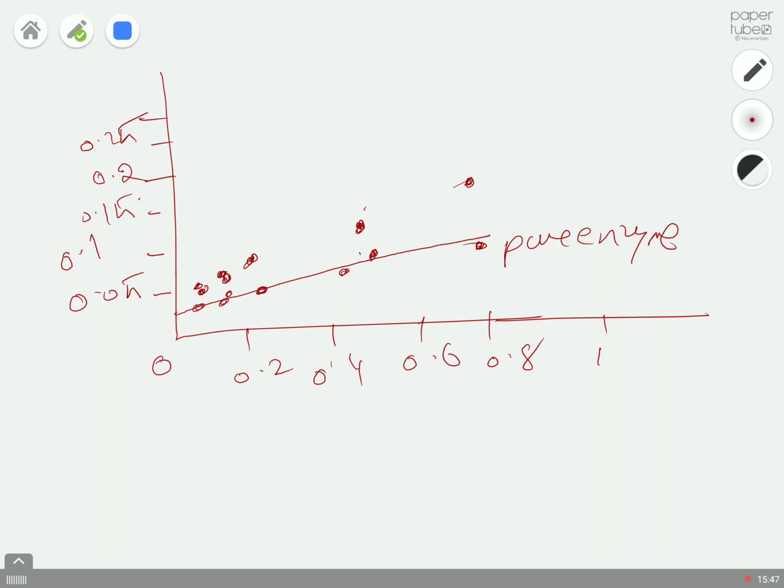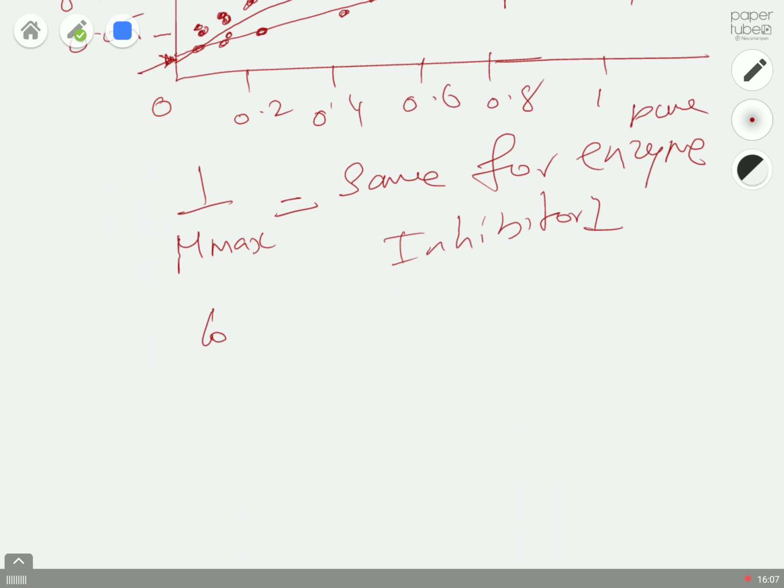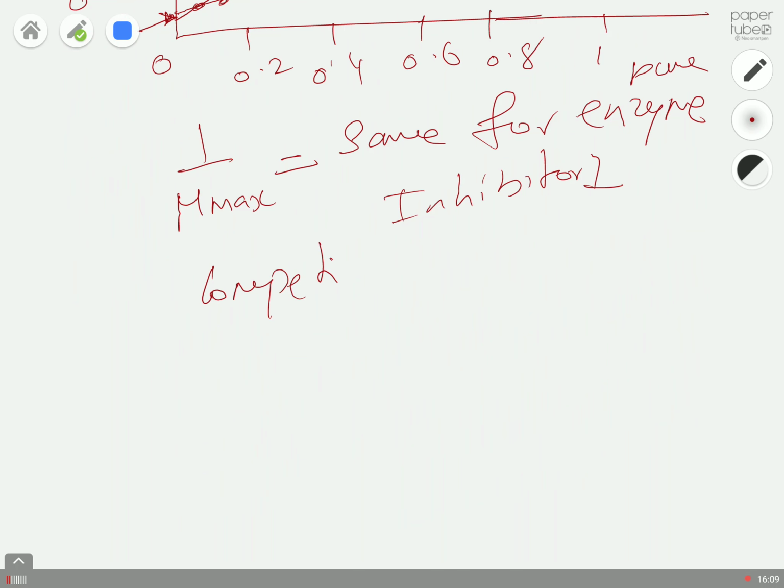Normally if you use an Excel sheet, it will cut here, which means you have a common intercept. So 1 by mu max is the same for pure enzyme and inhibitor 1, which means we are dealing with a competitive inhibitor. So your impurity 1 is a competitive inhibitor.